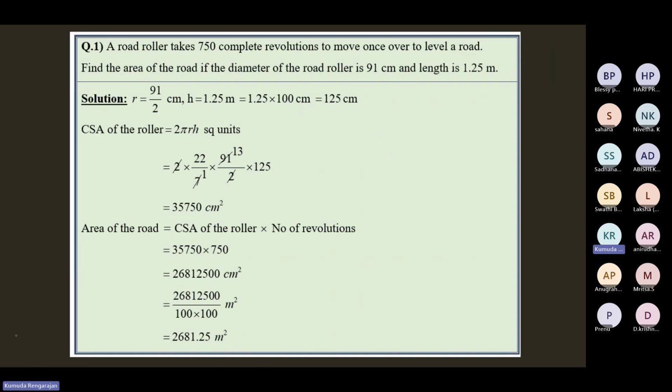to find the area of the road, if it's a rectangle, you need the length and the breadth of the rectangle to find the area of the road. But here nothing is given about the road. A cylindrical roller, the road roller, takes 750 revolutions to level the road. It has to make 750 revolutions to level the road once.